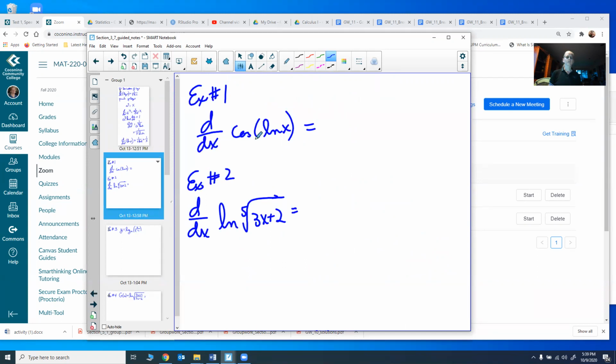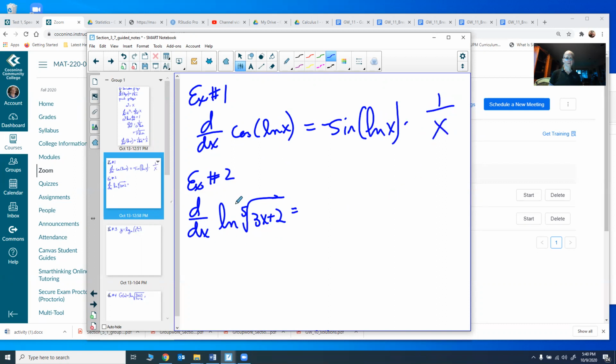All right, let's look at the derivative of cosine of natural log of x. Again, this is cosine of natural log of x, so that's the chain rule. The derivative of the outside is minus sine of something, and the something is natural log of x. Then multiply by the derivative of the inside. The derivative of natural log is 1 over x.